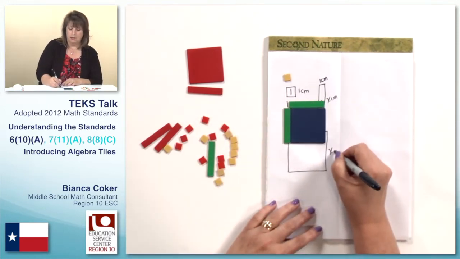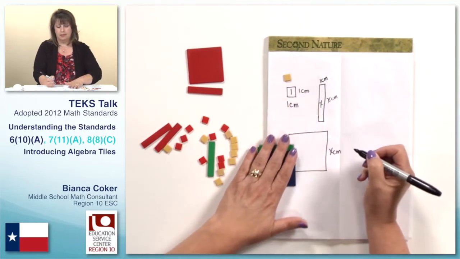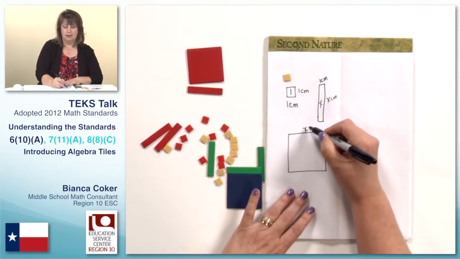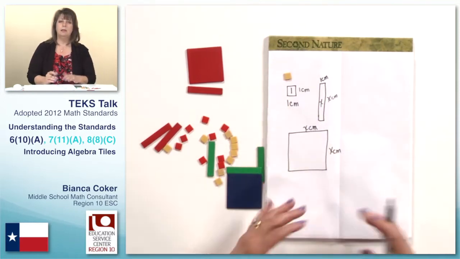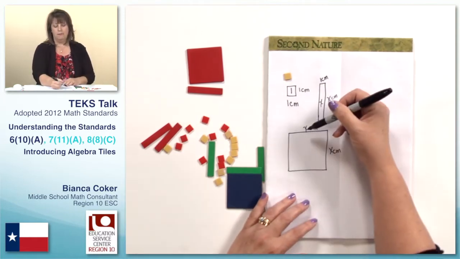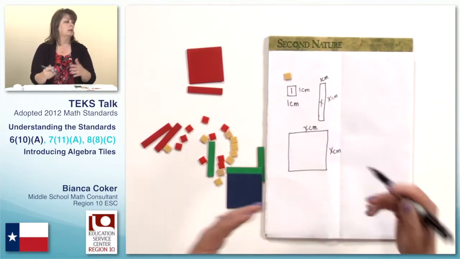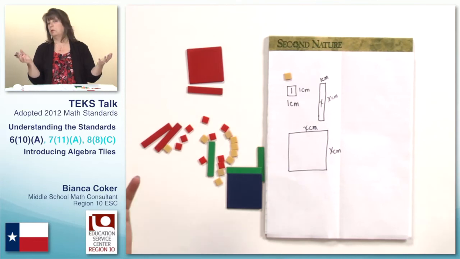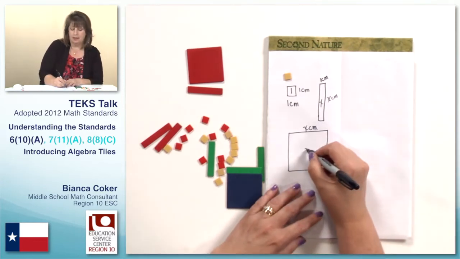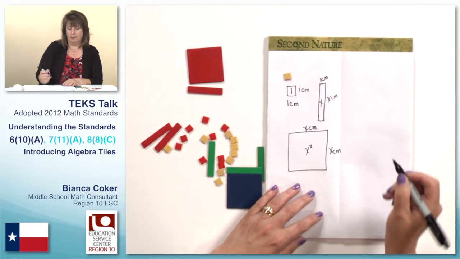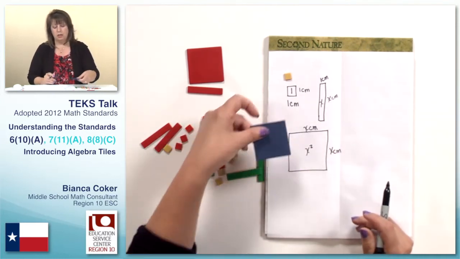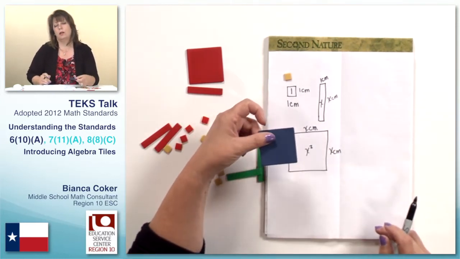So we'll write our dimensions on our paper. That's X centimeters, and now we say, so when we have X times X, what's that product? When we multiply X times X, and hopefully they'll know X squared. And so big blue generally is going to be our representation for X squared.